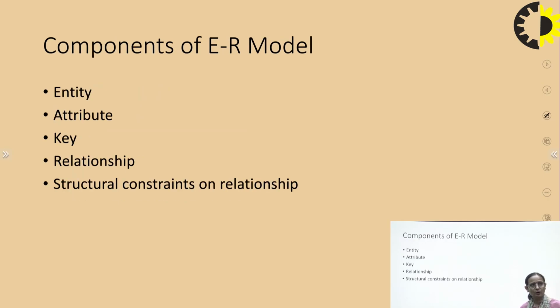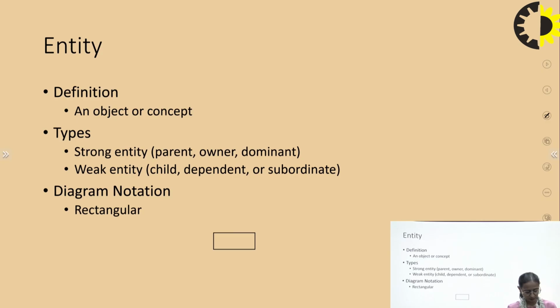So when we talk about the components of the ER model, this we have already seen. When we say components of the ER model, we have entities, attributes, keys, relationships, and the constraints which we decide on the relations. Basically, an entity, we have already seen, is an object or concept, and under this we have two types of entity. One is strong and another one is weak entity. A weak entity is also known as a child or dependent entity, that is, one whose existence is solely dependent on another entity. Then we say it is a weak entity.